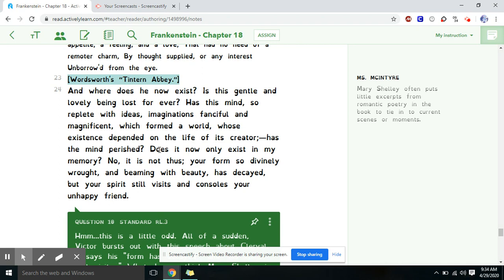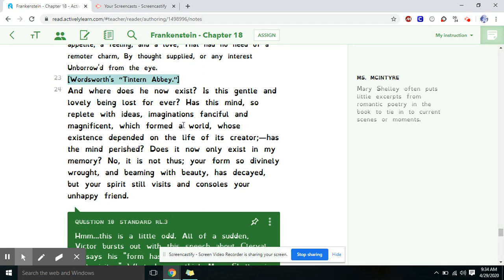So we've got kind of a weird moment here, right? Where Mary Shelley is foreshadowing something that's going to happen to Clerval, but we still don't know what it is. But we know that Victor is talking about where is Clerval now, right? Does it only exist in memory? Okay, this is a little odd. And I've got a note in here about it with a question.